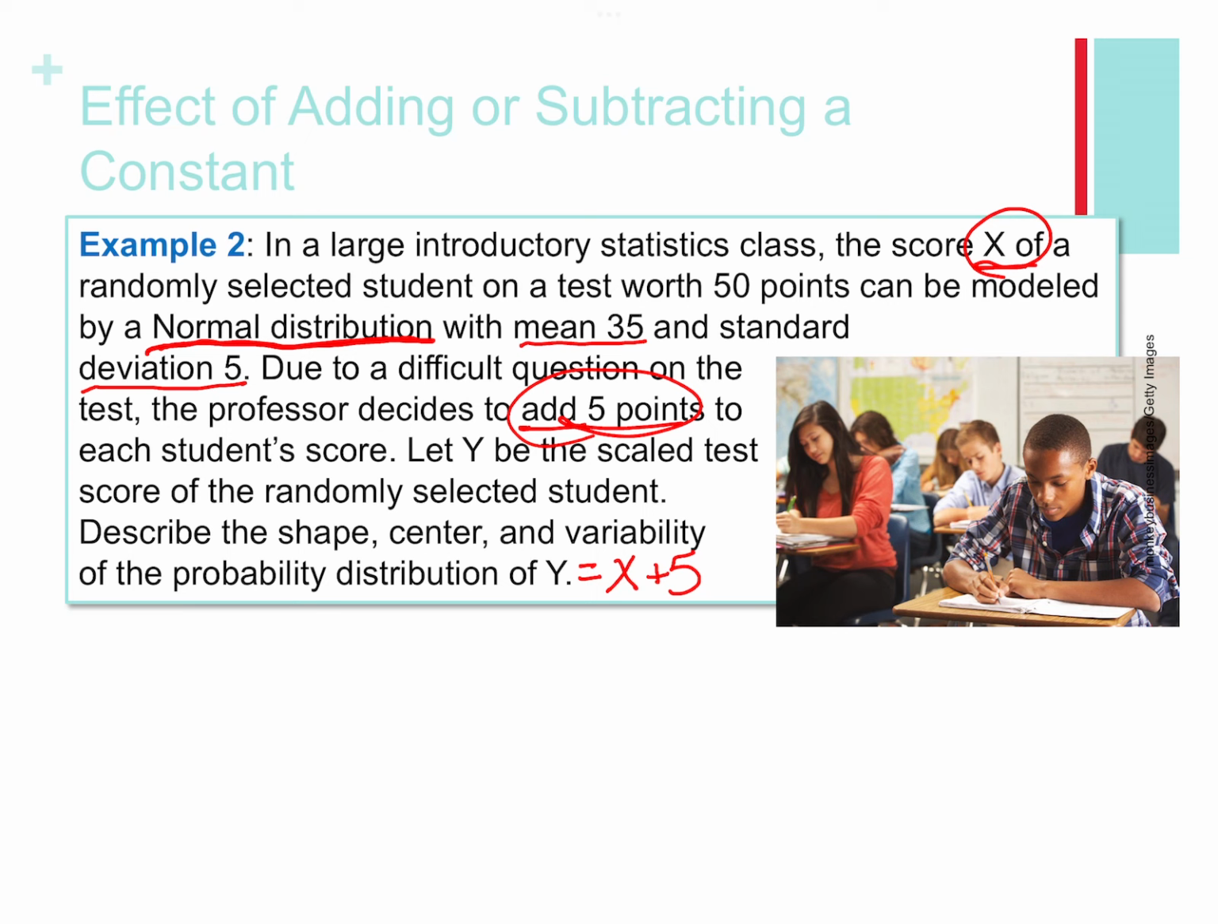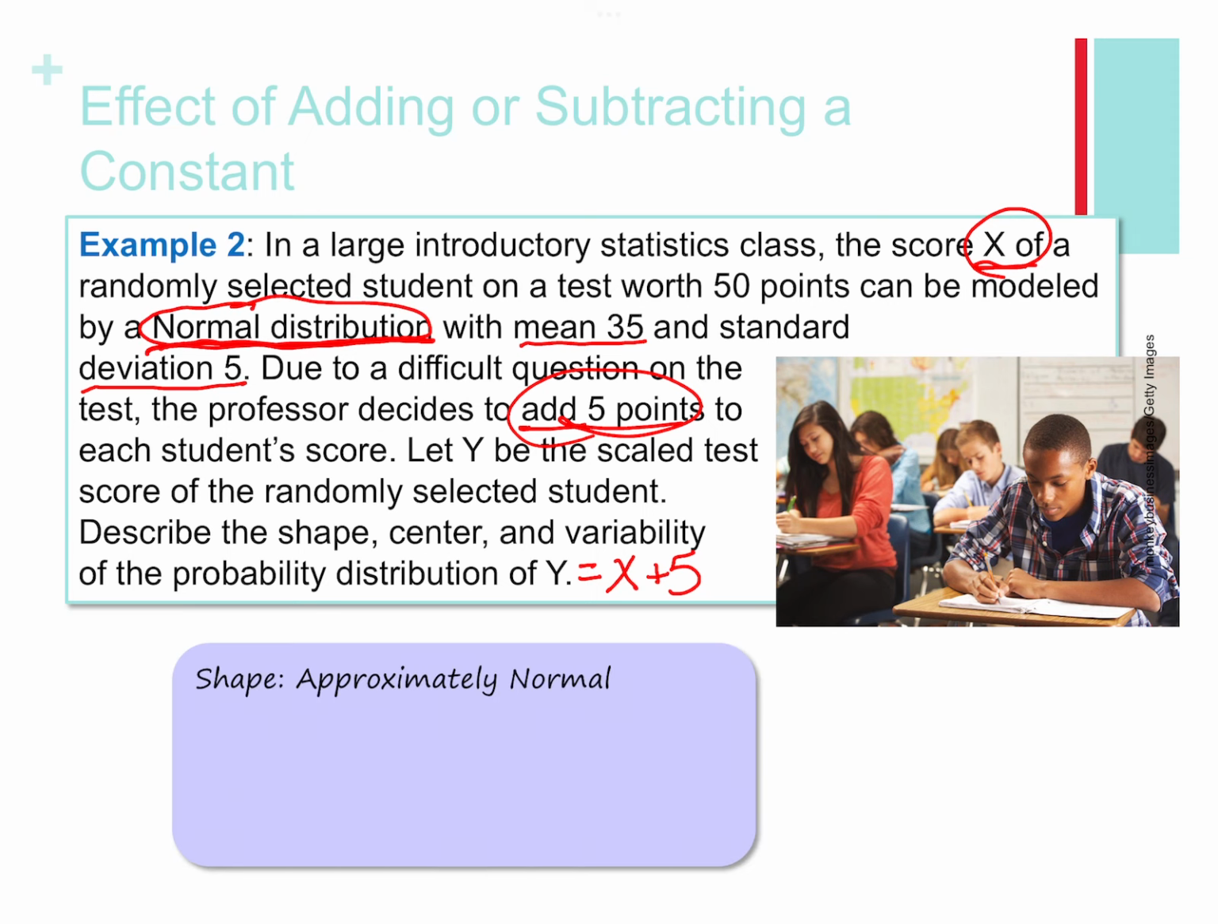So what happens to our shape? Our shape was normal. When we're adding something, our shape doesn't change. So our shape is still going to be approximately normal. Our center is our mean. For the rules I just gave you, you're going to take your mean of x and add 5. You add 5 to your location. So our new center would be 40.